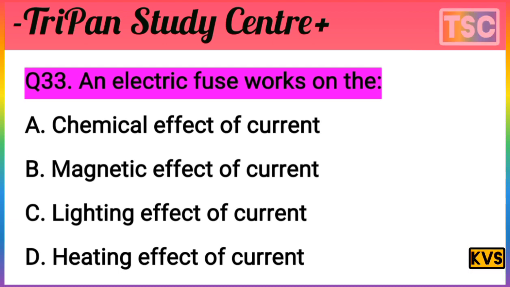I give you a few seconds. Write the correct answer in your notebook. Let's see what the answer is for this question. You know that an electrical fuse works on a principle. Chemical effect of current is nothing here, because that involves chemical changes, which is not what an electrical fuse uses. Magnetic effect of current: not a magnetic field effect. Lighting effect of current: nothing. So A, B, C are totally wrong.